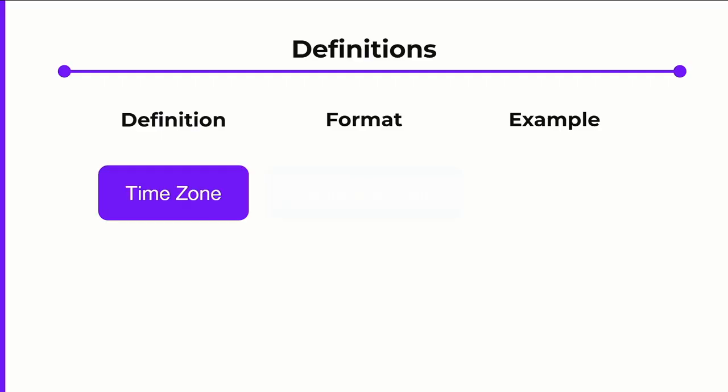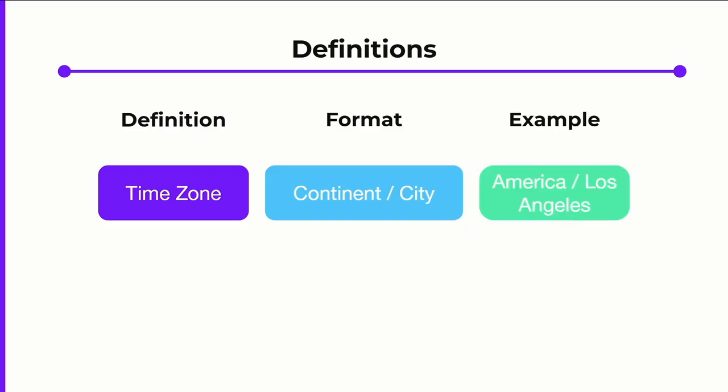Time zone, represented as a string in the format continent/city. It specifies the user's time zone following the IANA time zone database naming convention. This format ensures global standardization and prevents ambiguity.